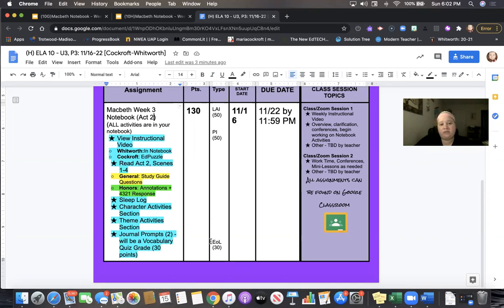So the vocab portion of that will be 30 points of an evidence of learning. Overall, the total for this notebook this week is 130. 50 of it is the learn about it, which is 50 points. And then the other 50 is the practice it, which is 35% of your grade.